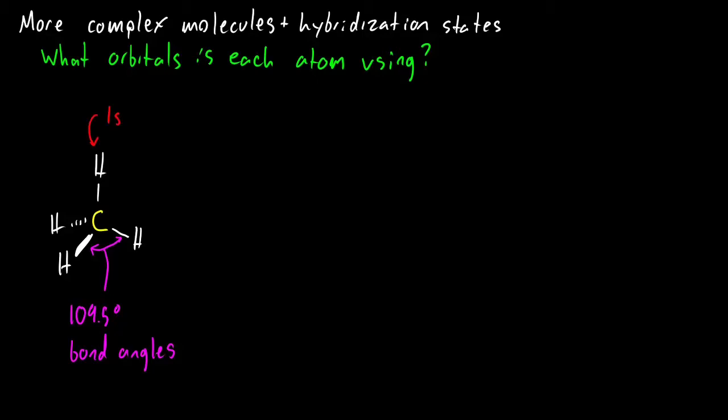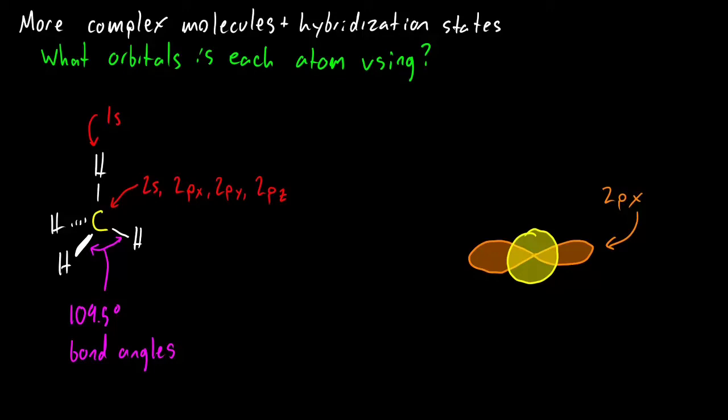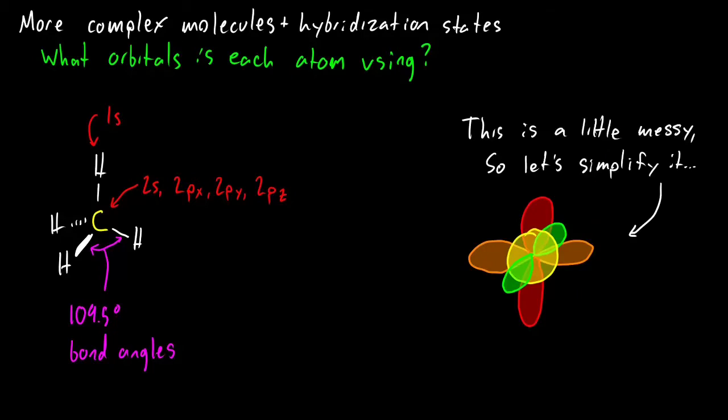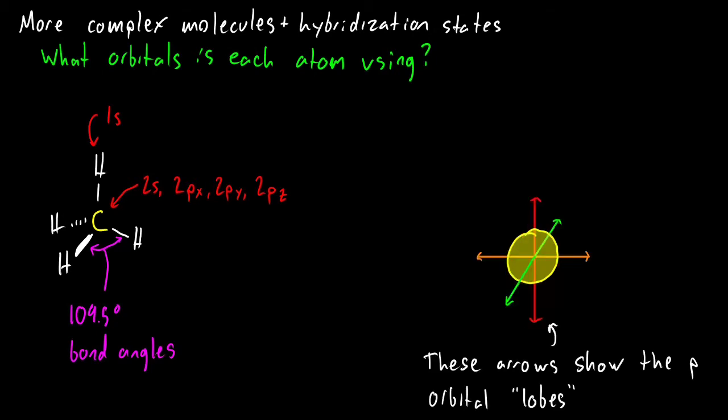Well, each of the hydrogens uses their spherical 1s orbital to form a new bond. Carbon, on the other hand, has access to the 2s and the 3 2p orbitals. So if I was to draw a picture of the carbon, I'd have my spherical 2s orbital, a 2px orbital, a 2py orbital, and a 2pz orbital that I can use to form bonds with. Now, since this drawing is a little bit messy, I'm going to simplify it a bit by showing the p orbitals as double-headed arrows. Just like we saw before, these arrows show the lobes of the p orbitals.